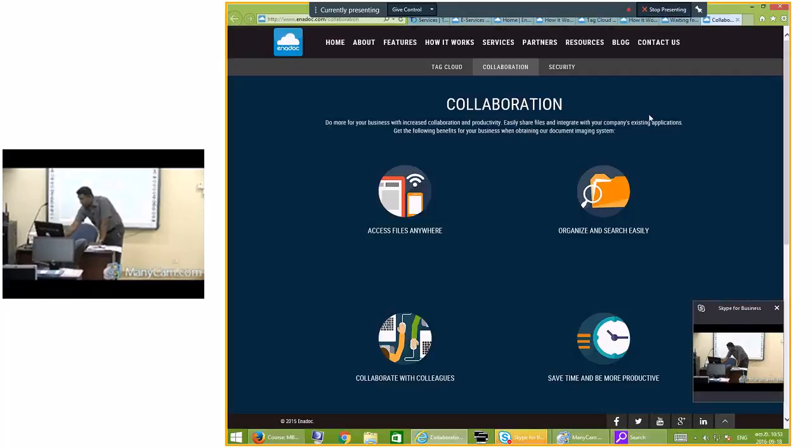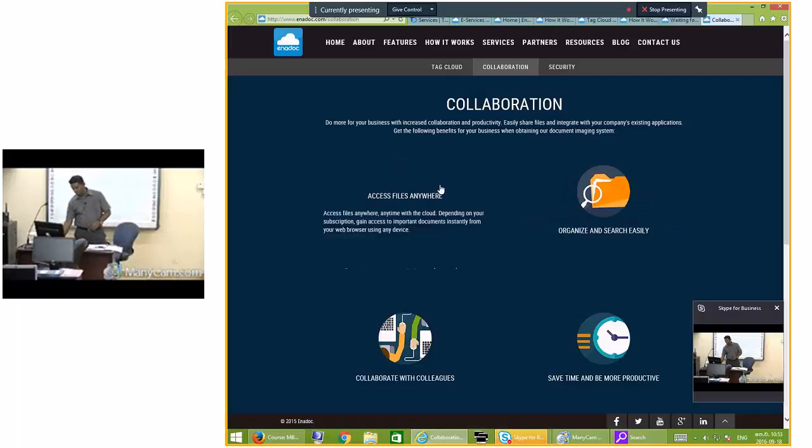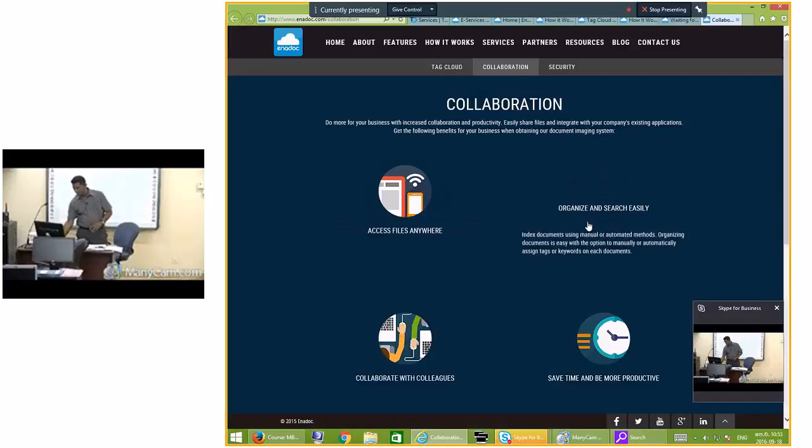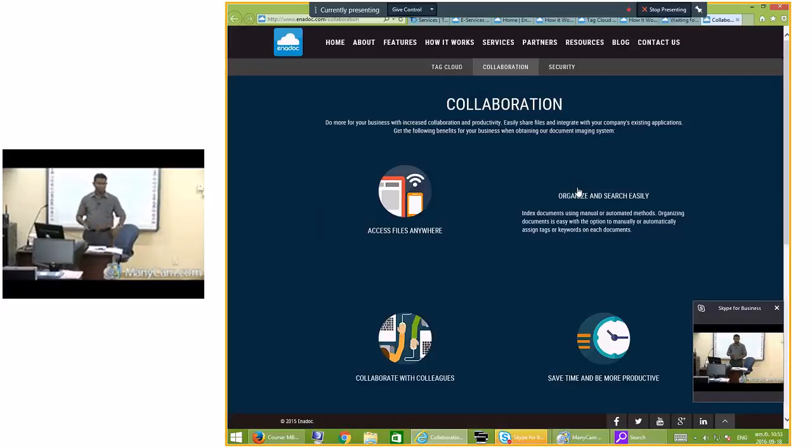And the other thing is how do you collaborate? So you can access files from anywhere. That is, if you have opened this to the internet, you can straight away go to the internet and search for your documents. And if it is on the intranet, you can search within your organization or within your network.